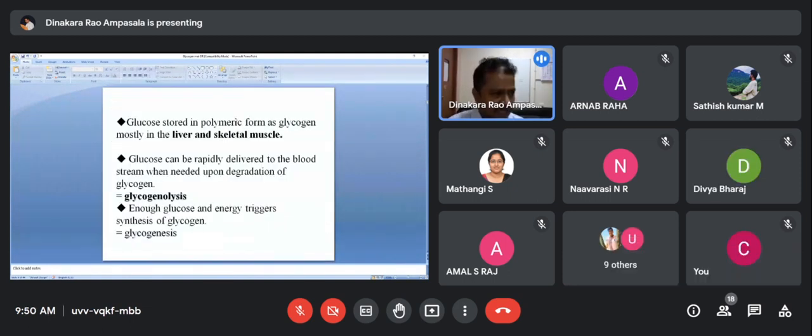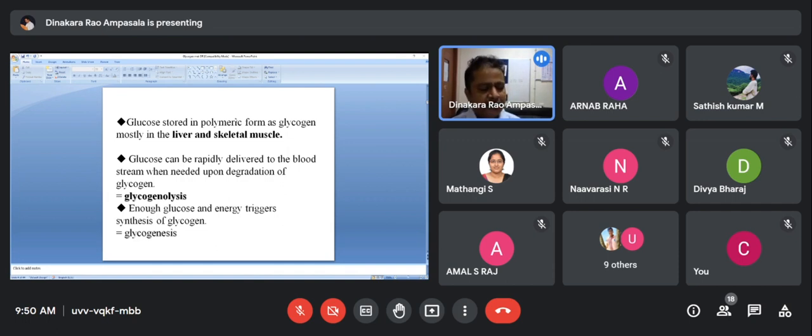So as I said, glycogen is present mainly in the liver. The main storage point is the liver, and to some extent it is also present in muscle cells, skeletal muscle cells. So glucose can be rapidly delivered to the bloodstream when needed. That is the reason you are seeing branch points in the glycogen structure. Whenever it is needed, if it is linear, only one glucose will be removed at a time. When there are branch points, one glucose molecule can be removed from all branches at a time.